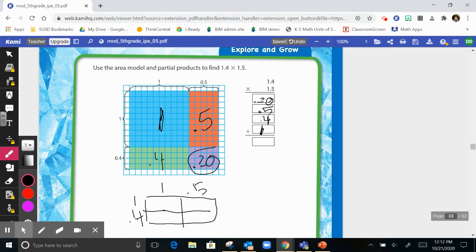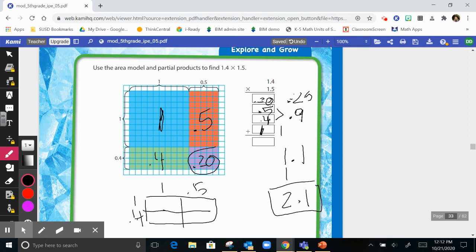So if I look here, 5/10 and 4/10 is 9/10. And this is 20 hundredths. And this is 1 whole. So 9/10 and 2/10 give me 11/10, which would be 1 whole and 1/10. Plus this one right here, and my answer would be 2 and 1/10.